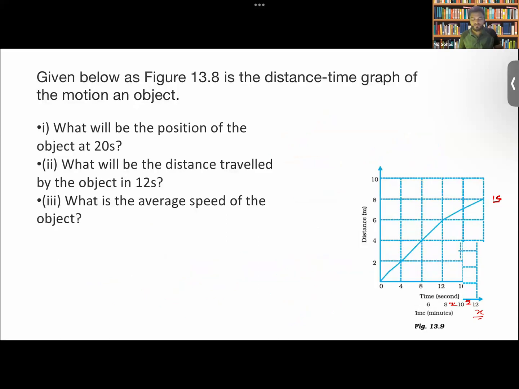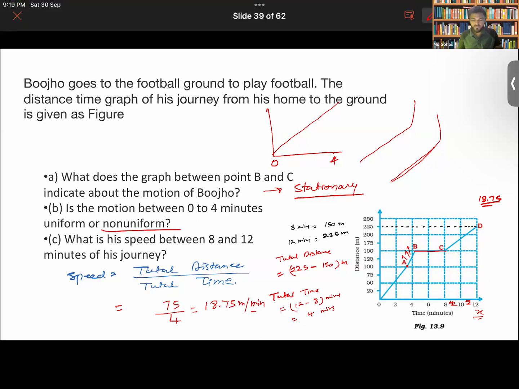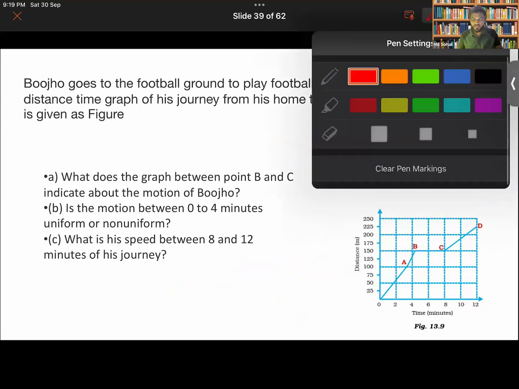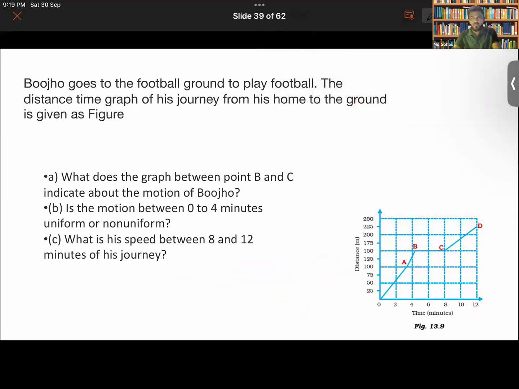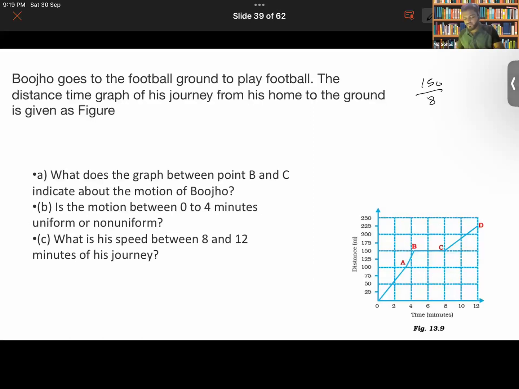How can you explain again? I didn't get it. I did 150 divided by 8 and I got 18.75. You did 150 divided by 8 and you got 18.75. Yeah, the answer is correct, but the method is wrong here. Okay, the method is wrong. Let me explain again.